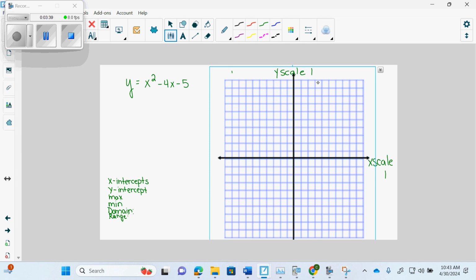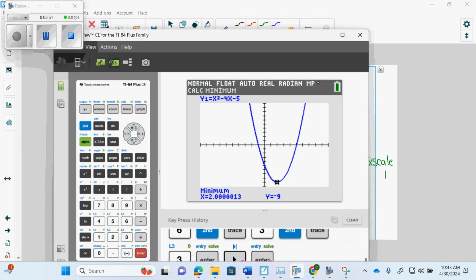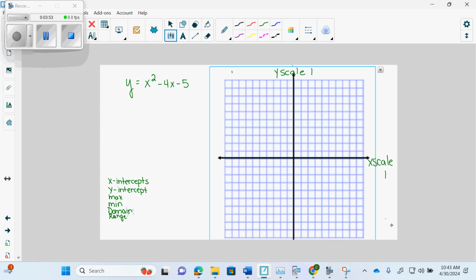So you have to say what your scales are. Even if they're 1, you have to say what they are. Now your x scale could be 1 and your y scale could be 2. They don't have to be the same. So when you draw them out, that's what you need to do. So my minimum was at 2 and negative 9. So I go to 2, 1, 2, 3, 4, 5, 6, 7, 8, 9. 2 and negative 9 is down here, correct? Then I need more points, yes?